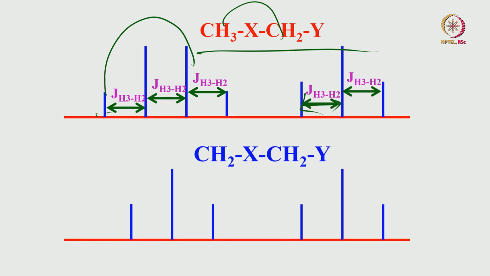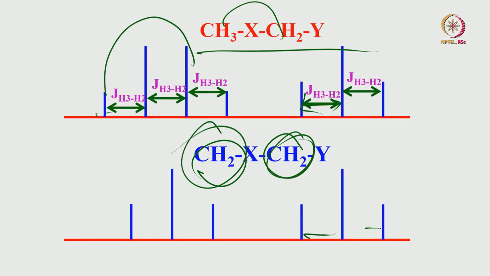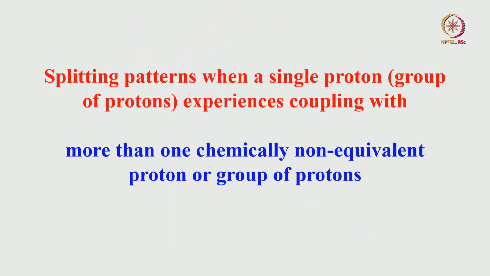Same way here, there are two CH2s, this will become a triplet because of this, and this will become a triplet because of this, and this will give you two triplets, and the separation gives you the coupling. Okay? Very easy. Now we will see what happens.